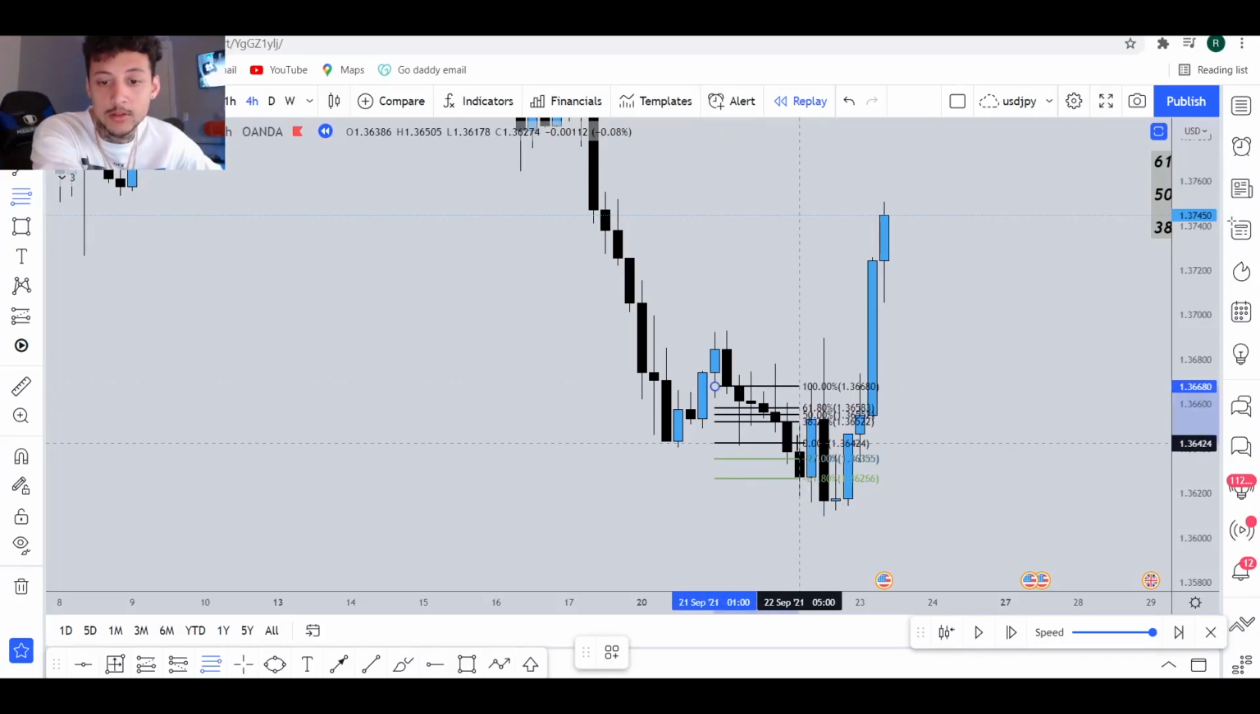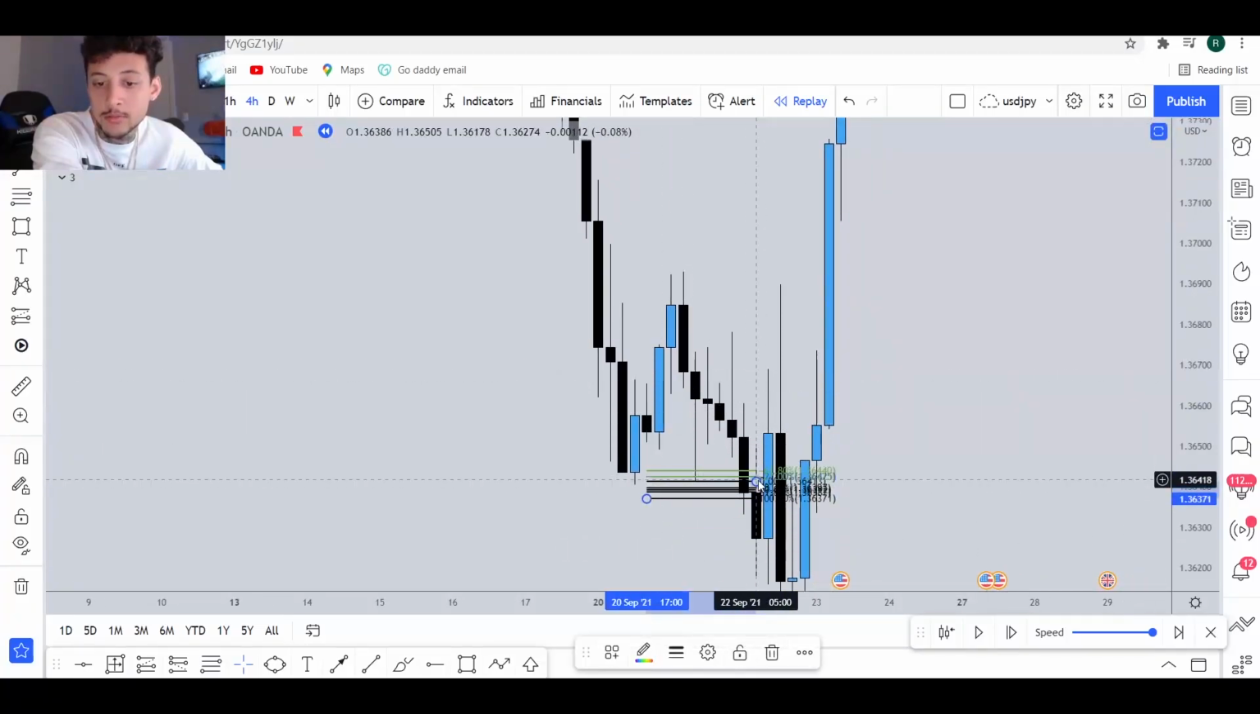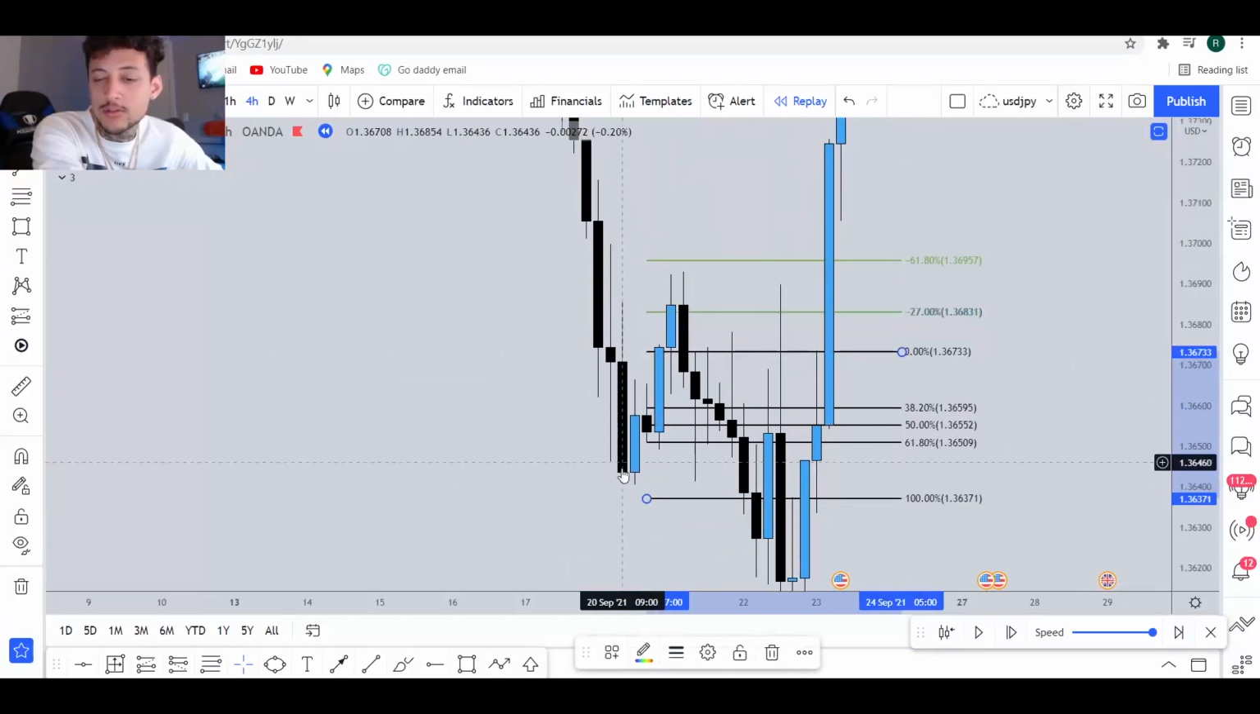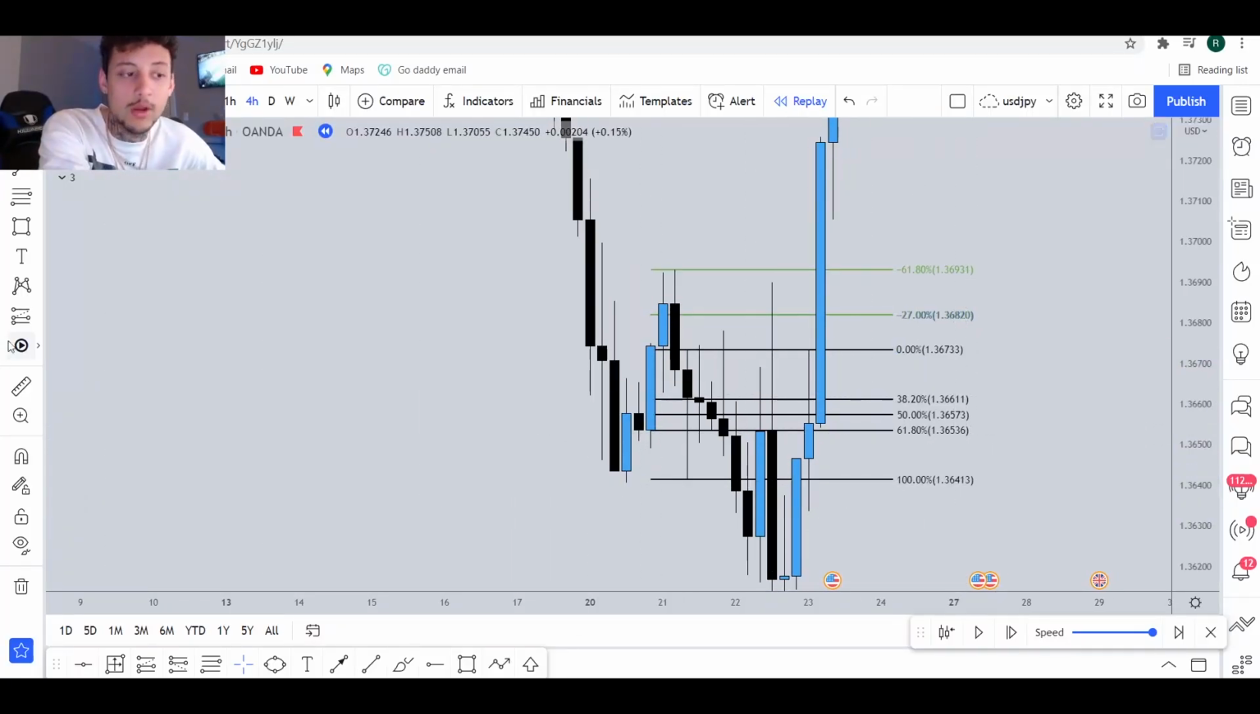Go from here to here, right? You could see that this is actually backwards. My apologies. I don't really use the fib tool, but I just wanted to teach it to you guys so you can have a better way of understanding these candlesticks here.